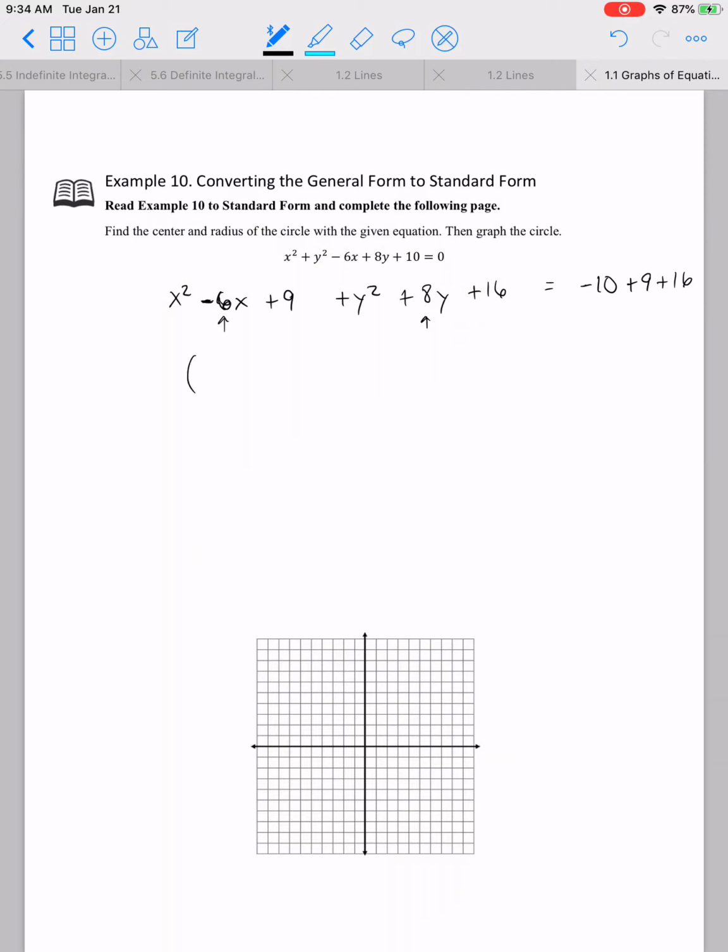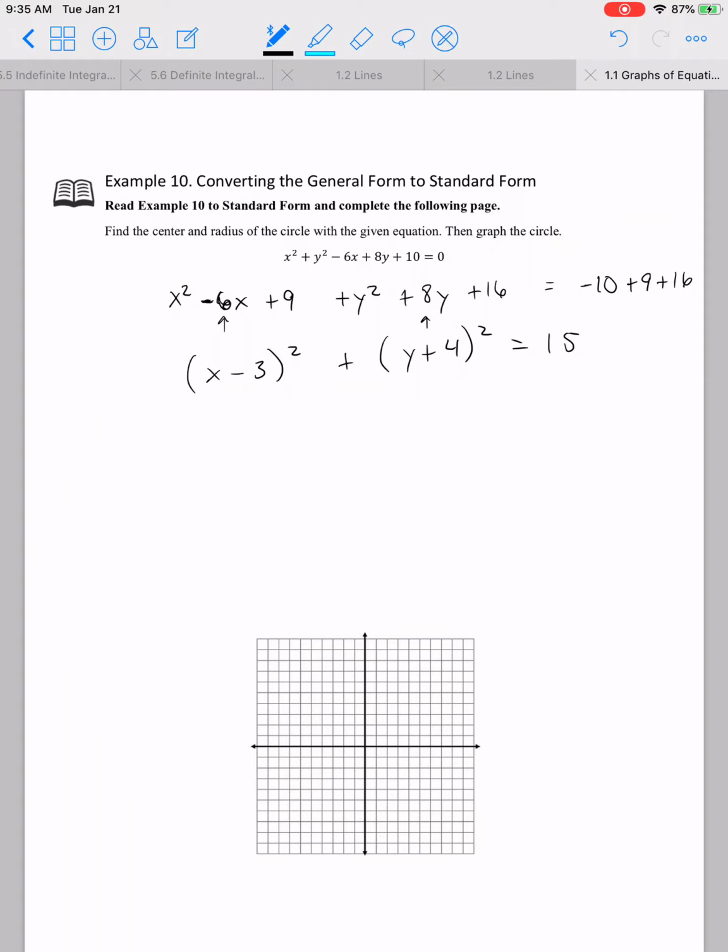And so for this one, I can think, well, what number squares to 9 and adds to negative 6, and that's going to be a negative 3. Over here, I think of what number squares to 16 and adds to 8, and that's 4, a positive 4. And then over here, I just have to add these numbers together. And so I've got negative 10 plus 9 is negative 1, and negative 1 plus 16 is 15. And so now that I do that, I have it in the proper form.